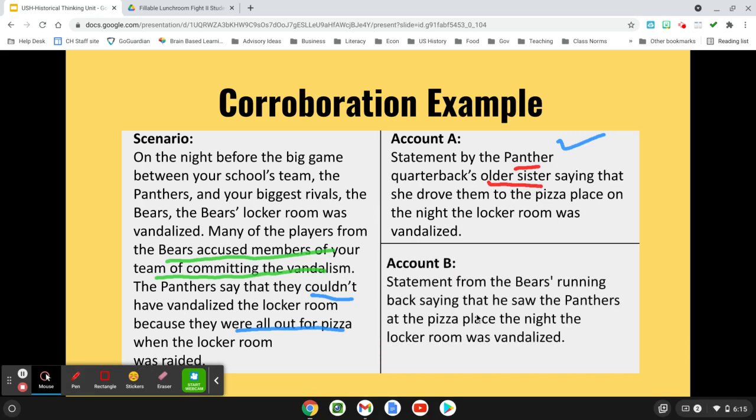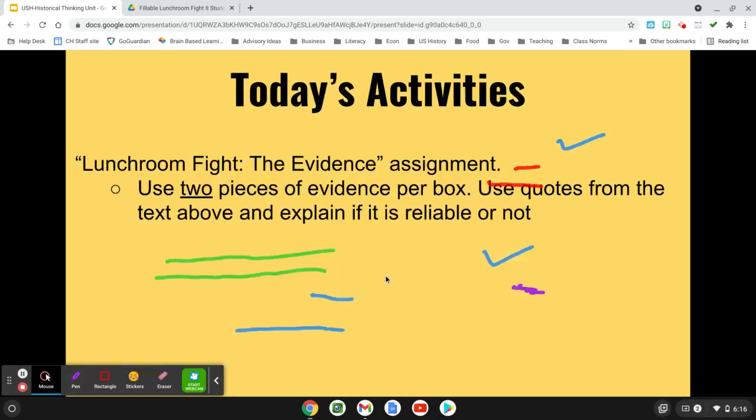Account B is a statement from the Bears running back saying that he saw the Panthers at the pizza place the night the locker room was vandalized. So he is also agreeing with what the Panthers players are saying, and he's someone on the opposite team. This really gives you a good indication that he's telling the truth, because he's one of the Bears players, so he doesn't have a reason to lie to cover for them. If anything, he might want to make them look bad. So the fact that he's also agreeing makes it pretty obvious that they weren't there to do this vandalism.